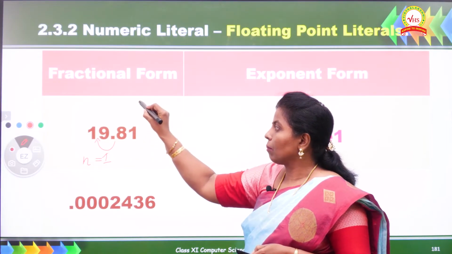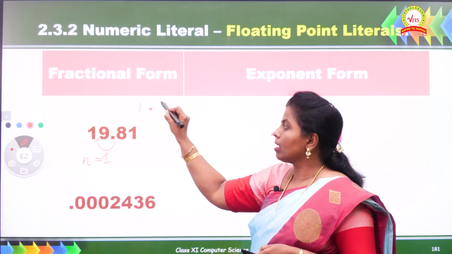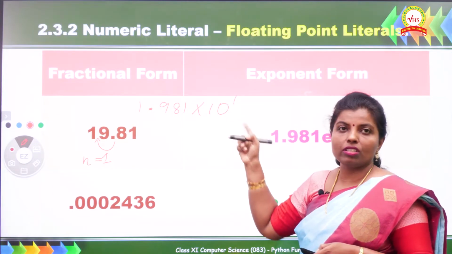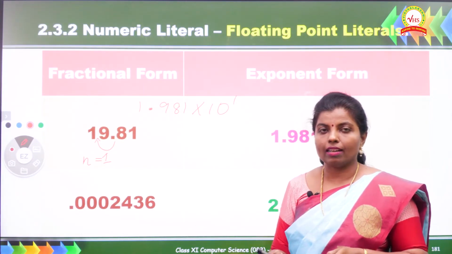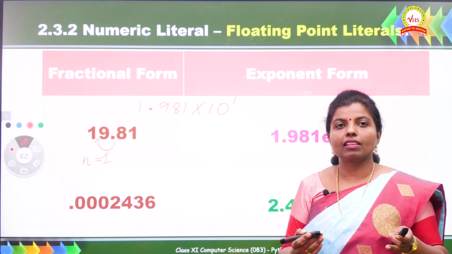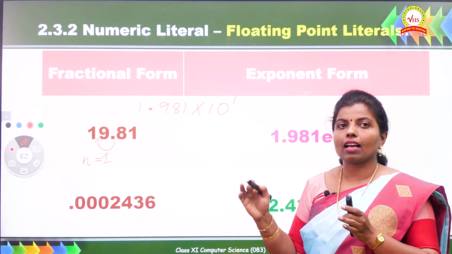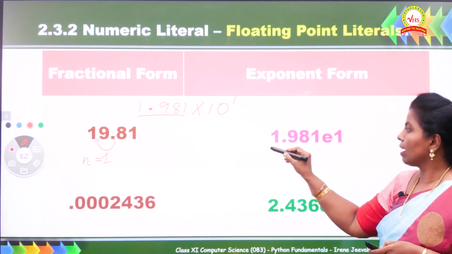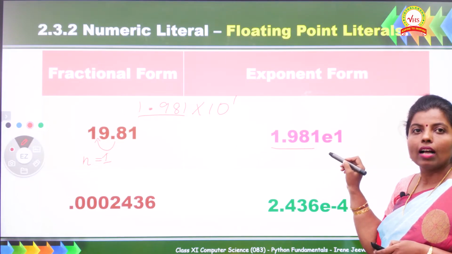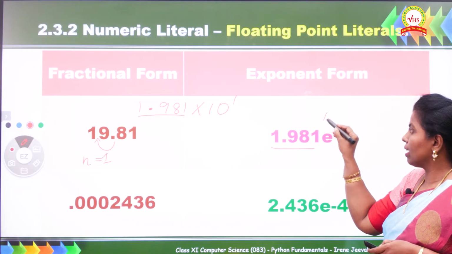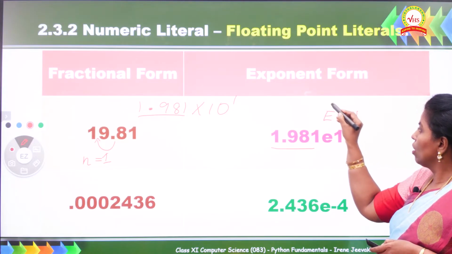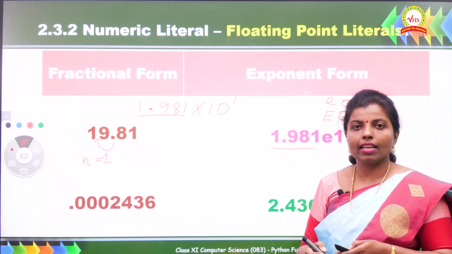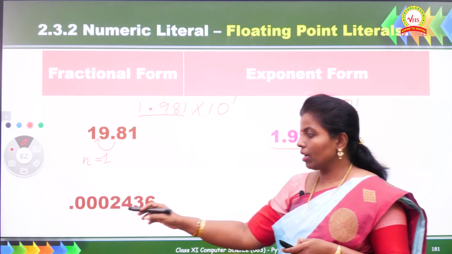So, when I represent this number, I will be representing it as 1.981 multiplied by 10 power 1. In positive powers only I will be representing, as I have moved towards the left. When I move towards the left, I have to represent it in positive powers. When I move towards the right, I have to represent it in negative powers of 10. So, when I write this number, I will be just writing it as 1.981 and E1. So, it can be written as E01 or small letter e, capital letter, in any way it can be represented.